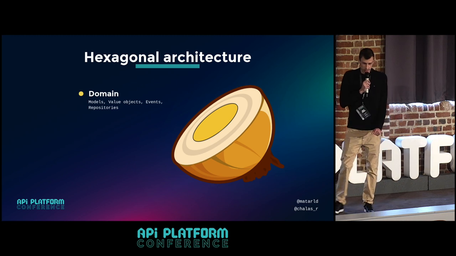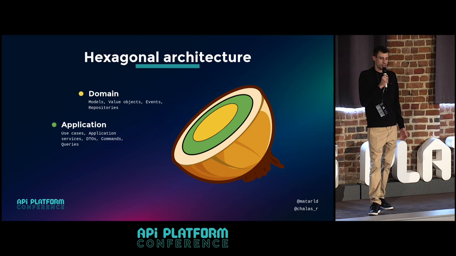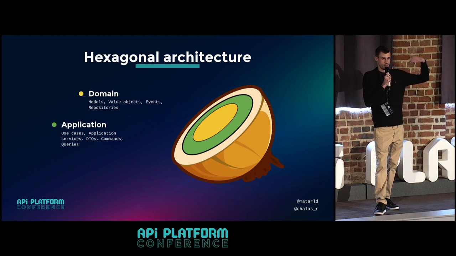The next layer is the application layer. This one is just above the domain layer and is going to act as a bridge between the domain and the infrastructure. It will contain our application services, which will be about interacting with our domain in order to handle our domain use cases.